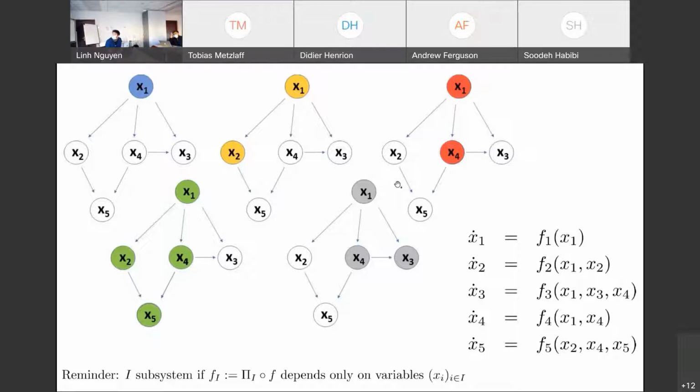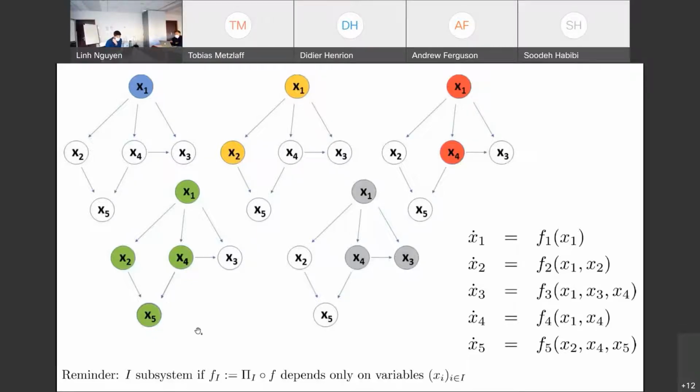Let's look at a somewhat less trivial example, for example here. That means we only look at those three nodes and how they behave. We see the dynamics of x1 depends only on x1, so we don't need x2 and x5. And for x3 and x4, it's the same case. So we don't need to include these other two states. Okay, these are some examples.